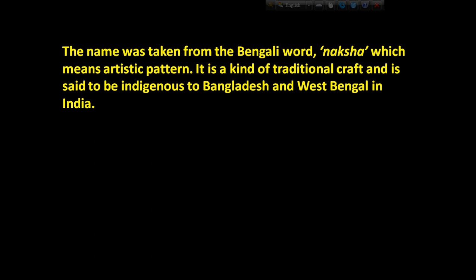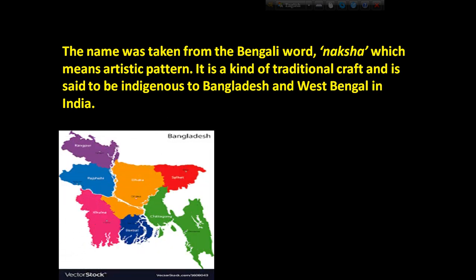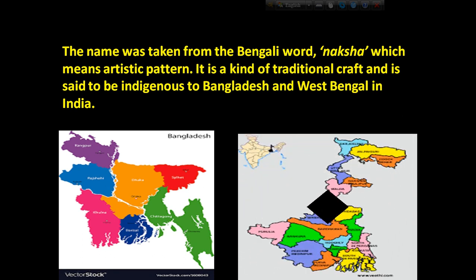The name was taken from the Bengali word Naksha, which means artistic pattern. It is a kind of traditional craft and is said to be indigenous to Bangladesh and West Bengal in India. Look at the map. Picture number 1 is the map of Bangladesh, and there are a lot of districts in Bangladesh where you can find Nakshi Kantha very easily. And picture number 2 is the map of West Bengal, and in these districts you can find Nakshi Katha very easily.